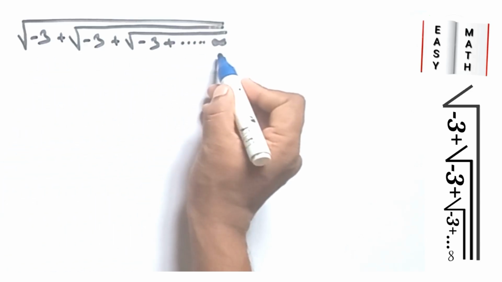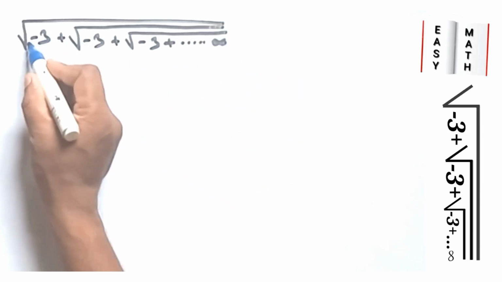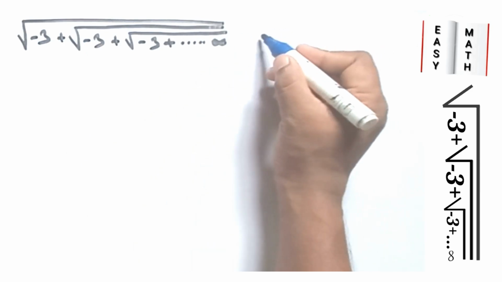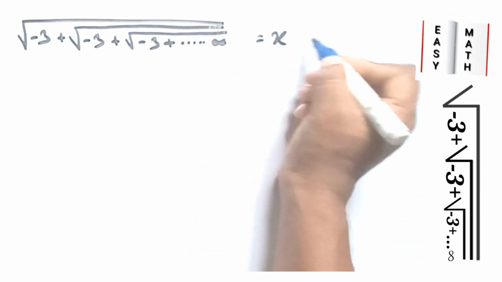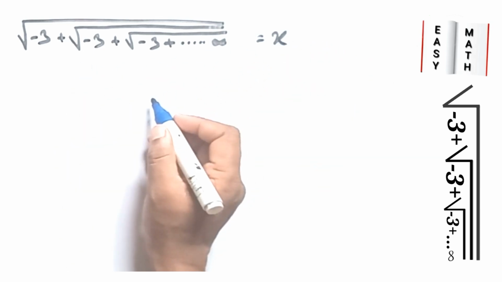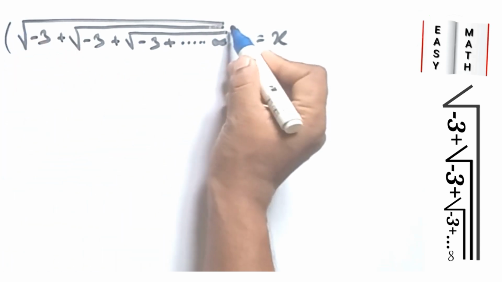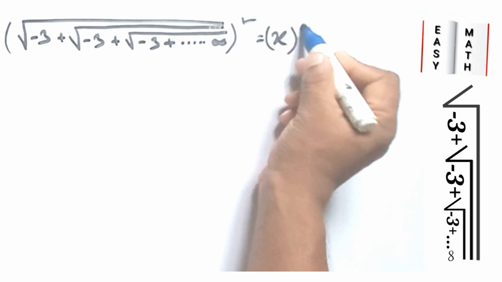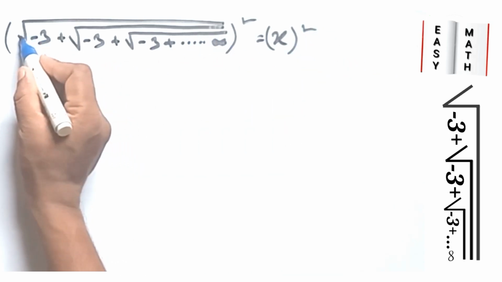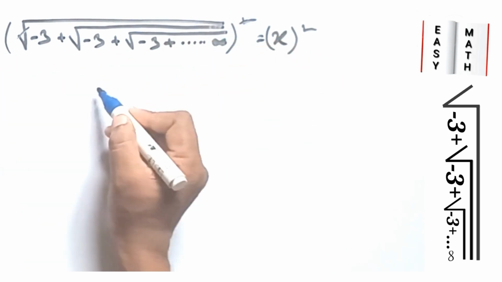Find out the value of this. First, we take this term, x. Now, square both sides. Then we get this square. So first this root is cut.